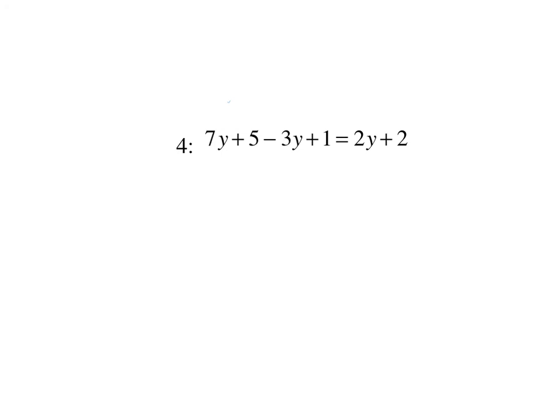Sorry for the technical difficulties, but we are now on to our final example. And I'm going to do PCVNA yet again. And what's nice about this one is there's no parentheses. So I immediately just cross that step out and skip it. Step 2 says combine your like terms.